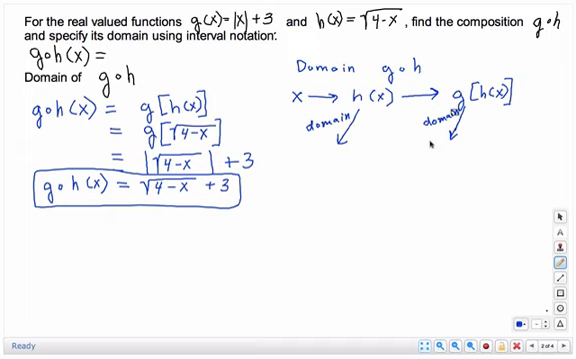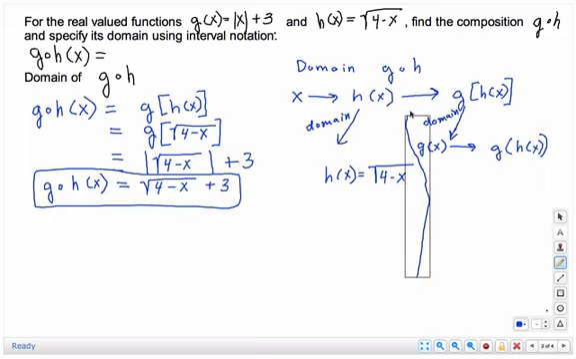Okay. So the first thing we do is find the domain of g of x. And then from there, we're going to have to find the domain of g of h of x. So let's look at this example. Let's first of all look at the domain of h of x. So if h of x is equal to the square root of 4 minus x, I'm going to kind of separate those.